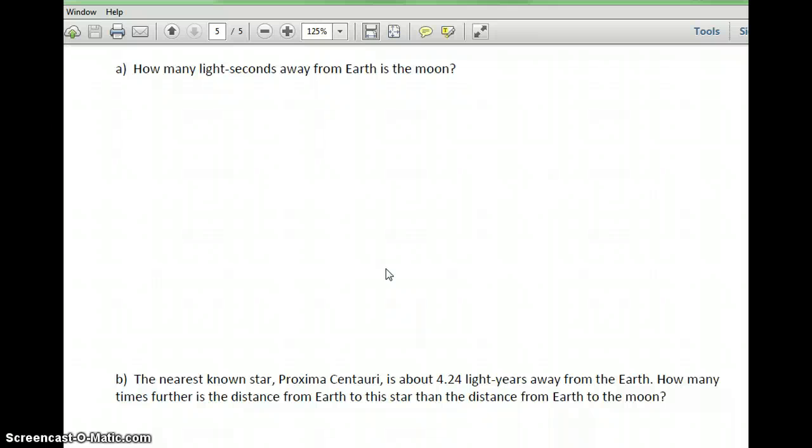In order to compare these two quantities, they're just going to need to have the same units. So the answer in part A is in light seconds. The answer in part B is light years. They're not in the same units. Just convert them so they're both in the same units, then you'll be able to compare to determine which one is further.